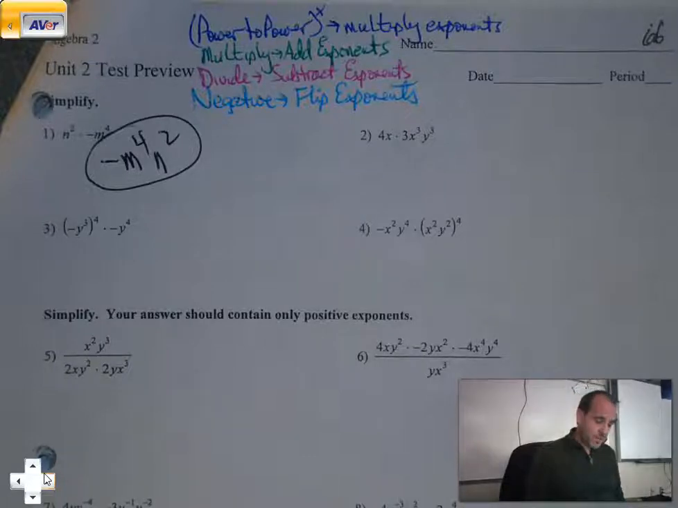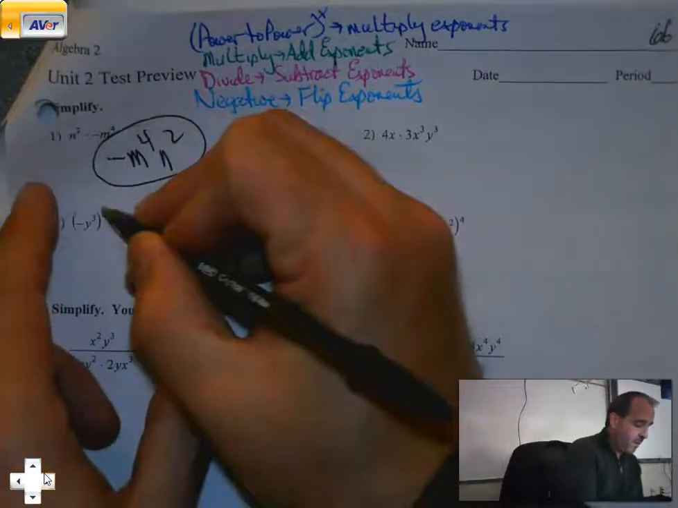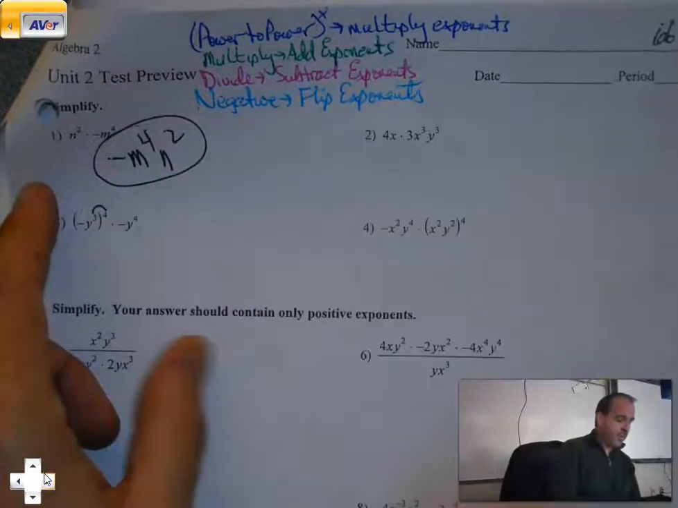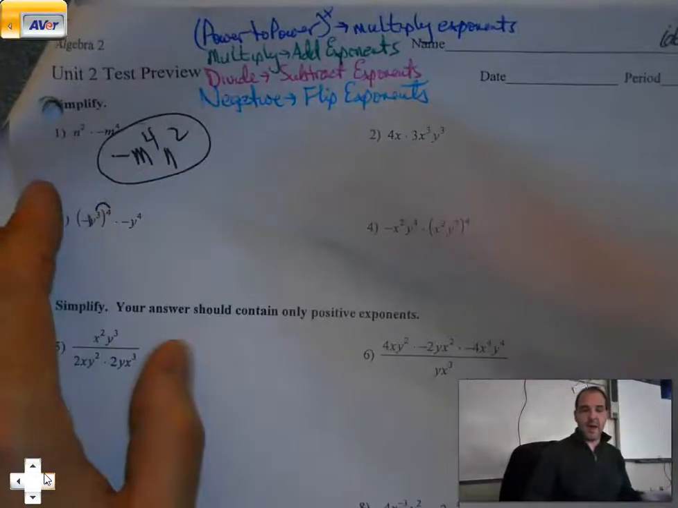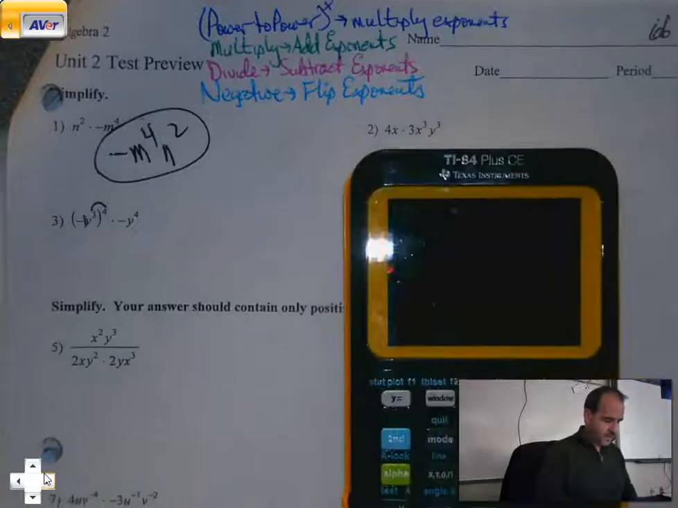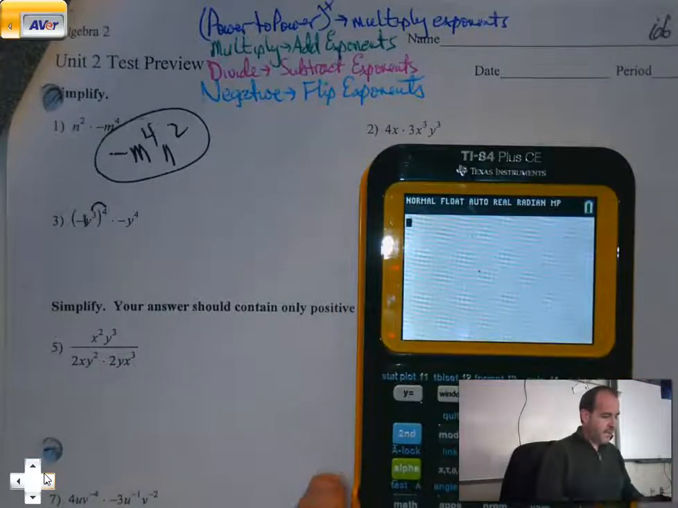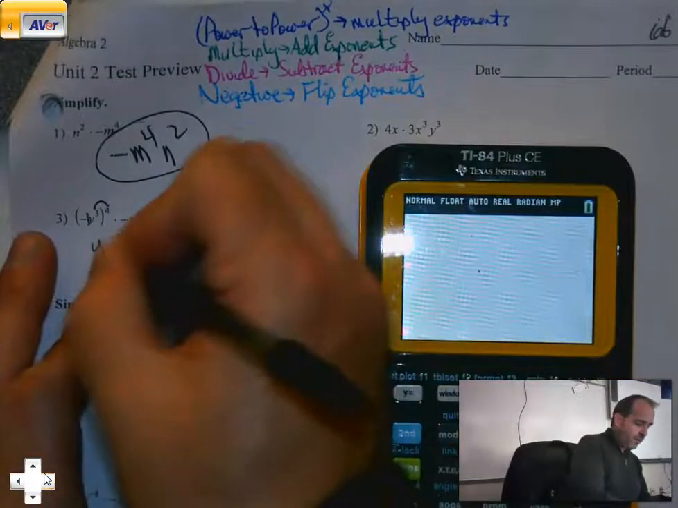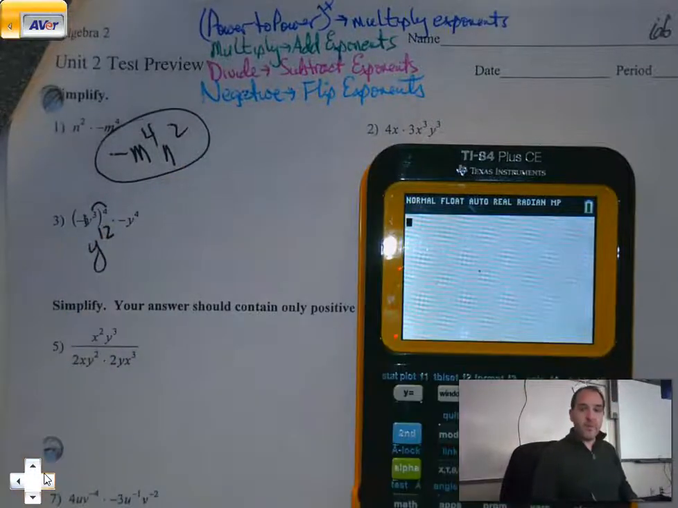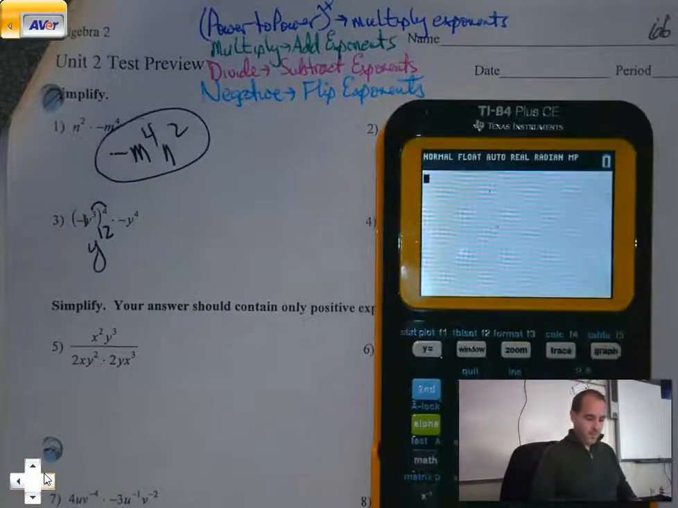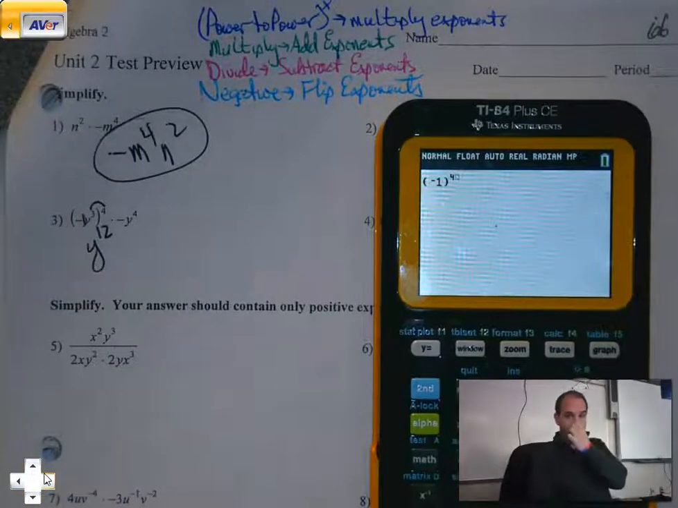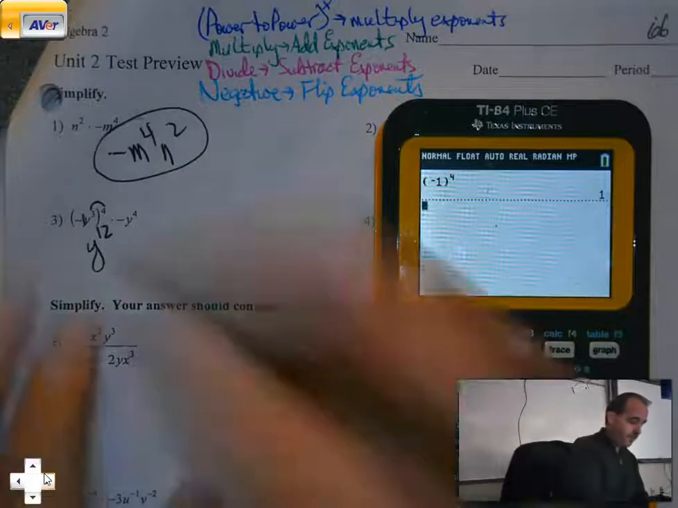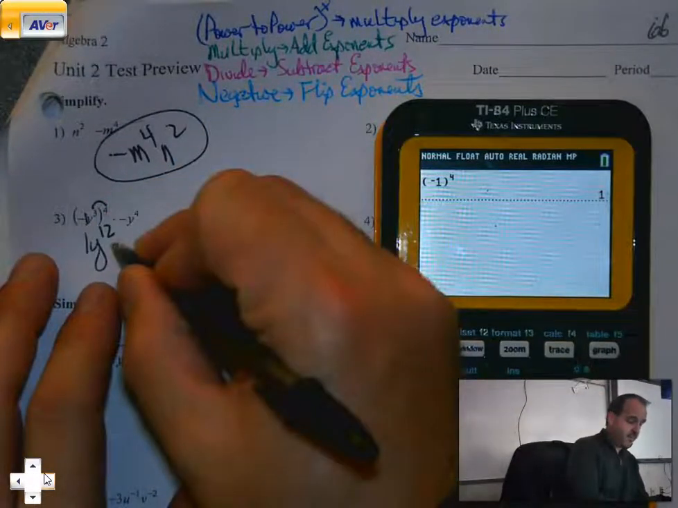Now, other things to watch for. Okay, number 3. Power to power. We're going to multiply the exponents. Now, here's what you've also got to keep in mind. I'm going to bring in the calculator to help us a little bit here. Okay, we can do 3 times 4 is 12, y to the 12th. But what about the negative 1 in front? If I keep that in parentheses, because it is, and take that to the 4th power, I get positive 1. So I've got to make sure I change that.